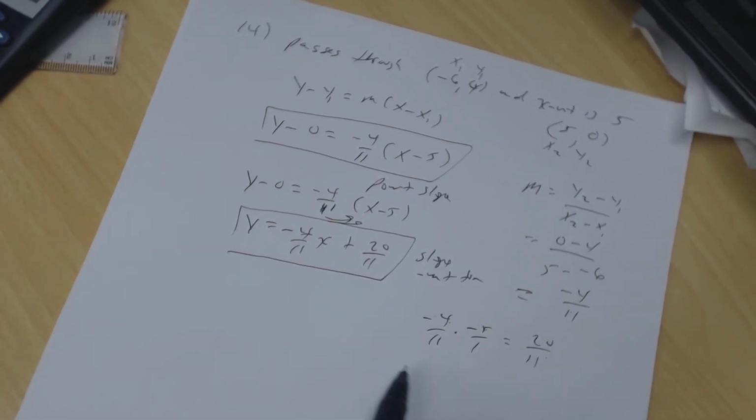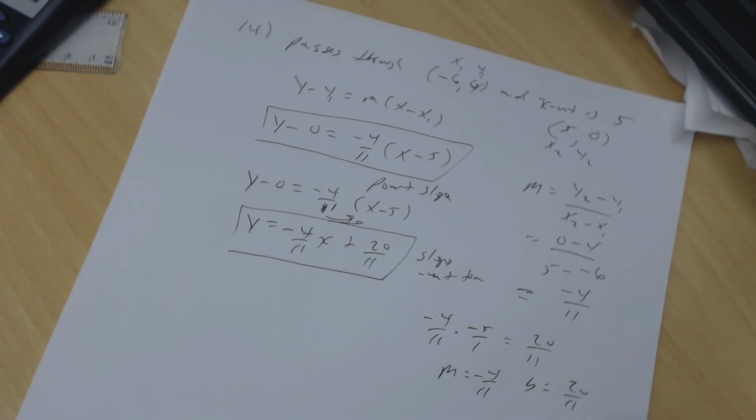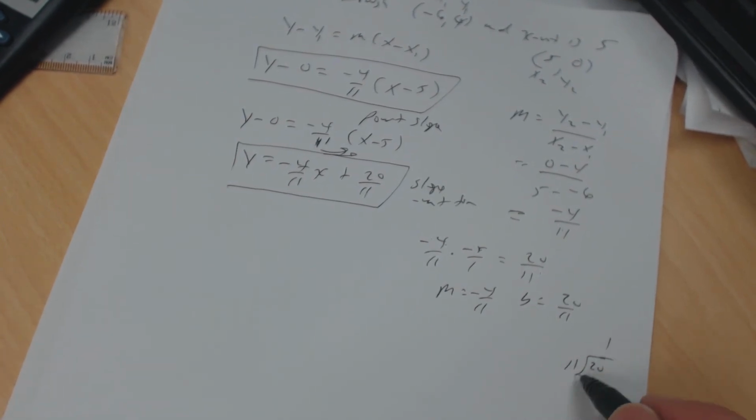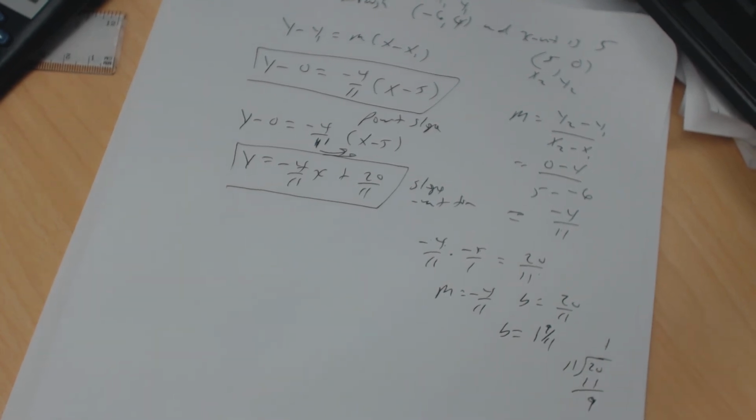Okay. Now just to let you know, your slope is negative 4/11, right? And your y-intercept is 20/11. As a mixed number, remember what 20/11 is. You say 11 into 20. So 11 goes into 20 one time. 1 times 11 is 11 with a remainder of 9. So your y-intercept as a mixed number is 1 and 9/11. That's what you just found.